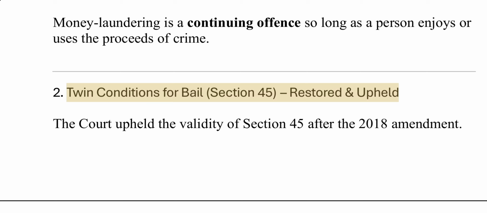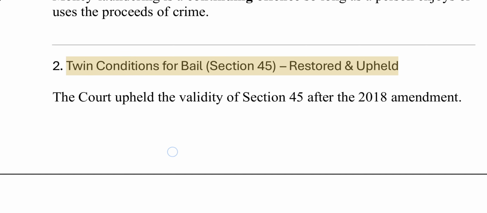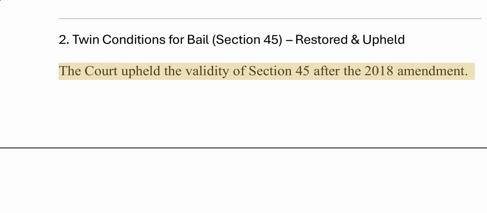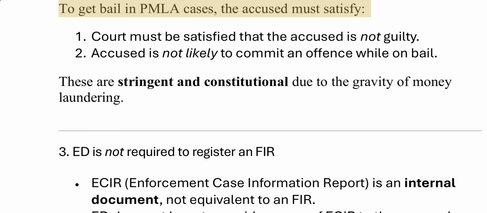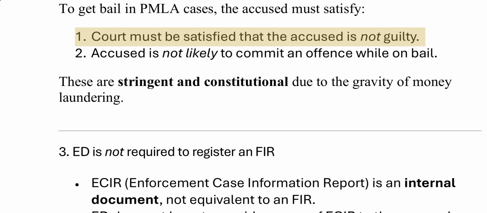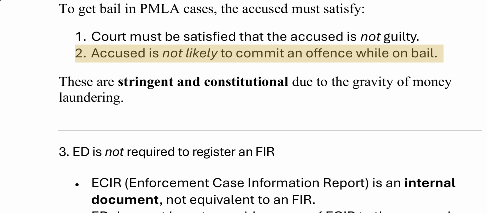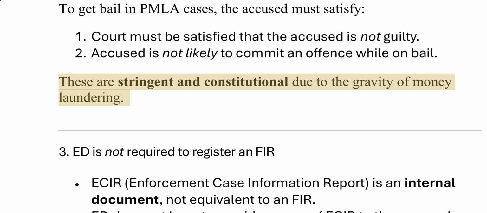2. Twin conditions for bail, Section 45, restored and upheld. The court upheld the validity of Section 45 after the 2018 amendment. To get bail in PMLA cases, the accused must satisfy: 1. Court must be satisfied that the accused is not guilty. 2. Accused is not likely to commit an offense while on bail. These are stringent and constitutional due to the gravity of money laundering.